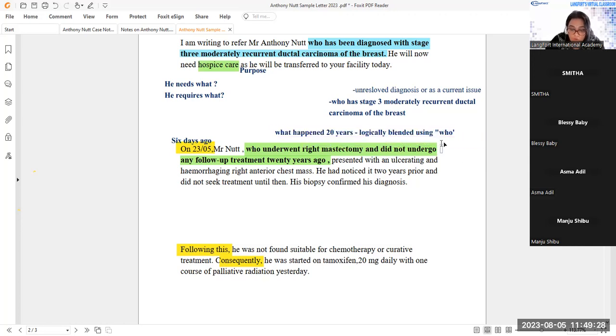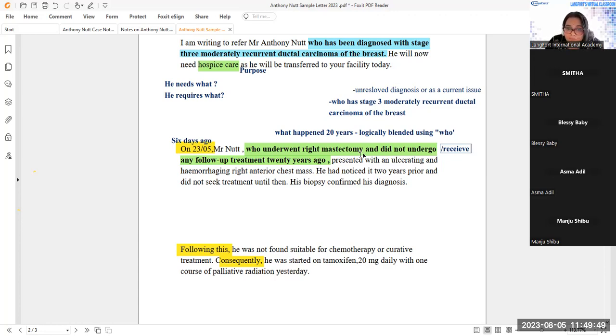Instead of undergo, you can also use receive. That's your decision. You can say who did not receive any follow-up treatment 20 years ago. Extra information: presented with an ulcerating and hemorrhaging right anterior chest mass. Okay, yes, what was the question?